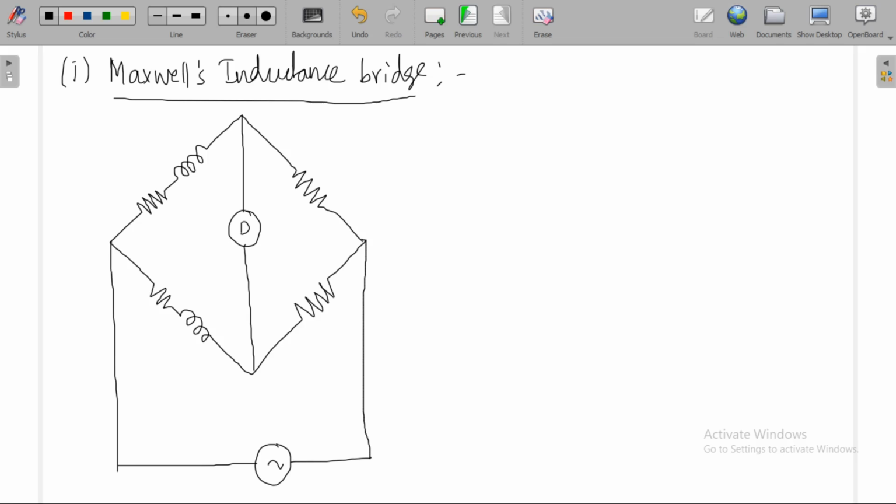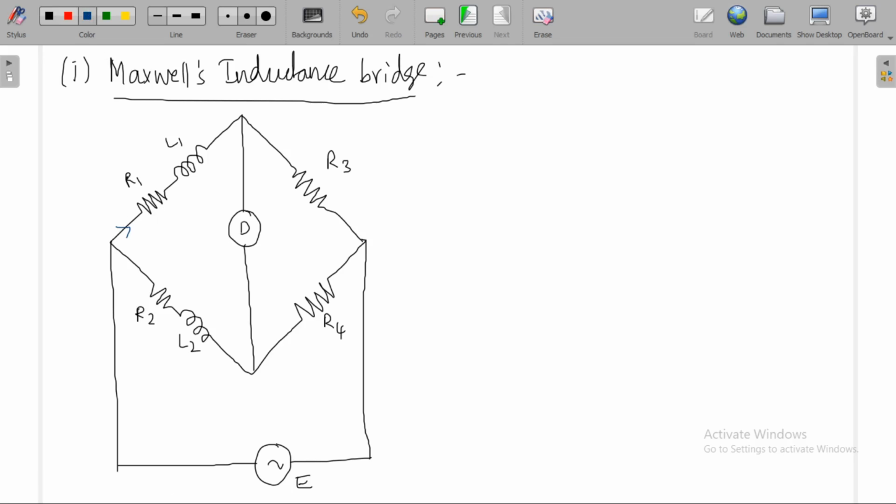AC voltage is given to this bridge. E is the voltage given to this bridge, the AC supply. Let this be R1. You are going to have 4 arms: R1, L1, R2, L2, R3, R4.